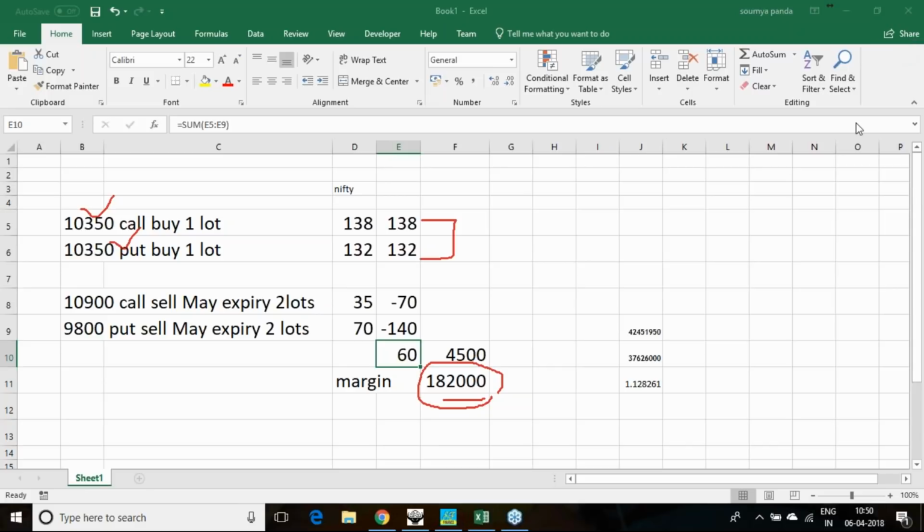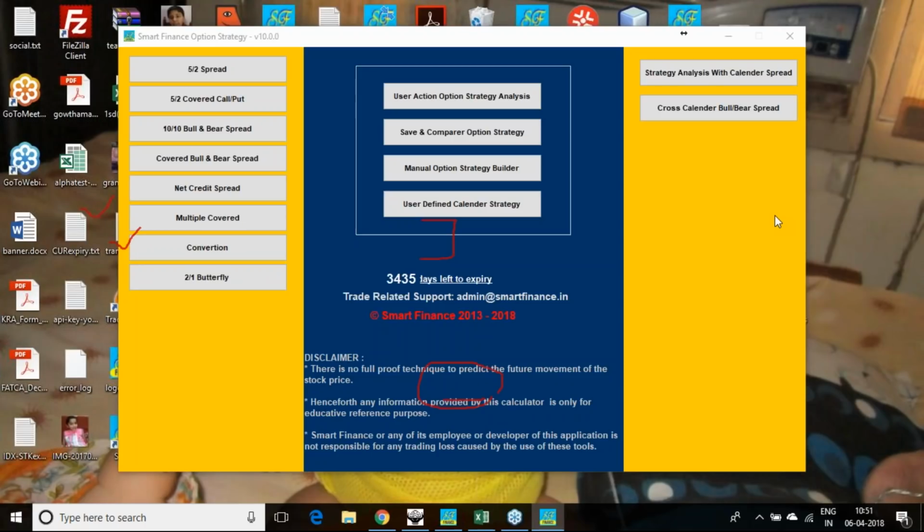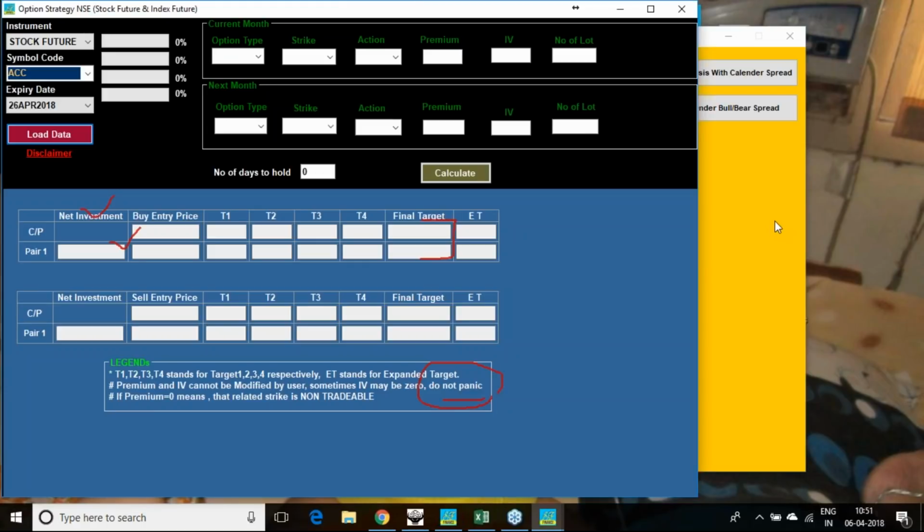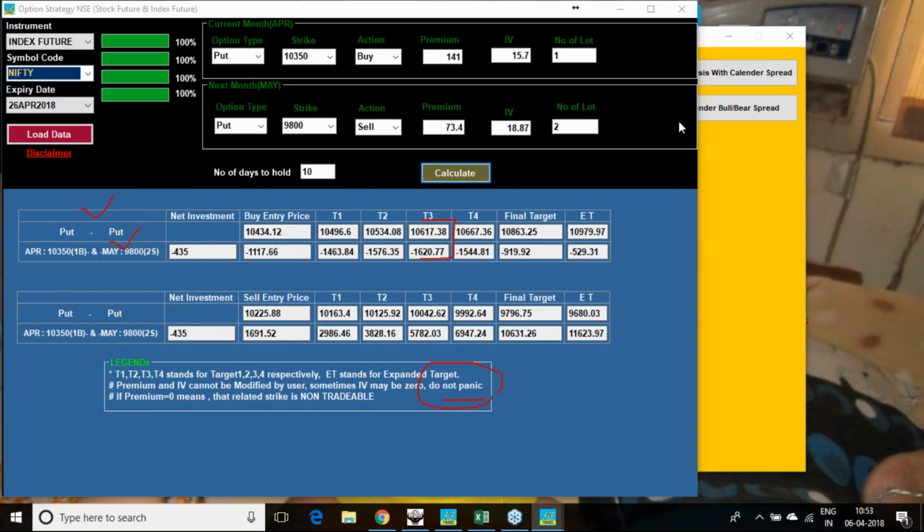It is a little difficult to project the profitability. However, we can project it using our option strategy software, so that also I will demonstrate here. If you are a user of our option strategy software, you have many tools available here. I am just going for the user defined calendar strategy. Now we'll see based on these things.